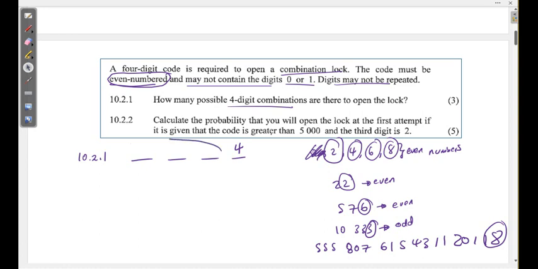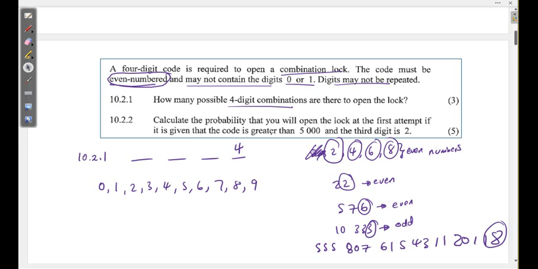However, for these other ones, good people, there is no restriction. The only restriction is that now the digits may not contain 0 or 1. So let's see the total number system that we have. In terms of how we can construct this, we can have 0, 1, 2, 3, 4, 5, 6, 7, 8, 9.